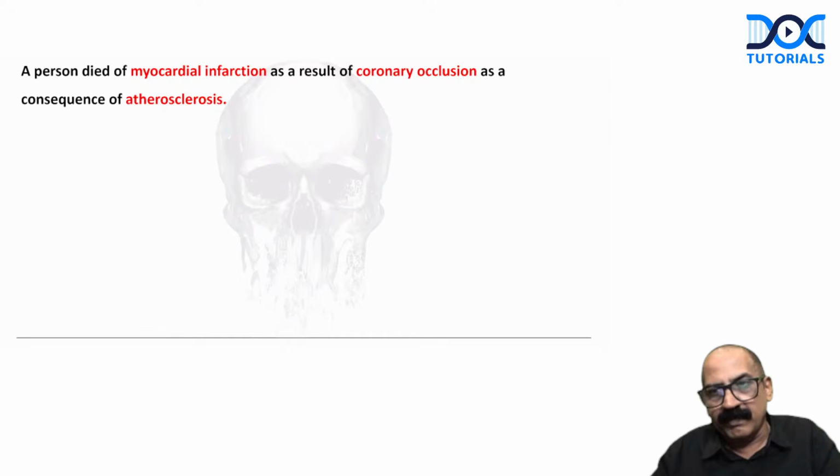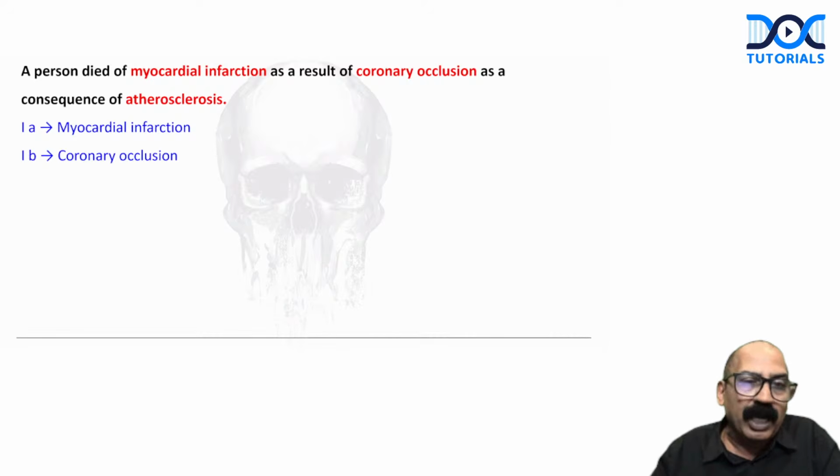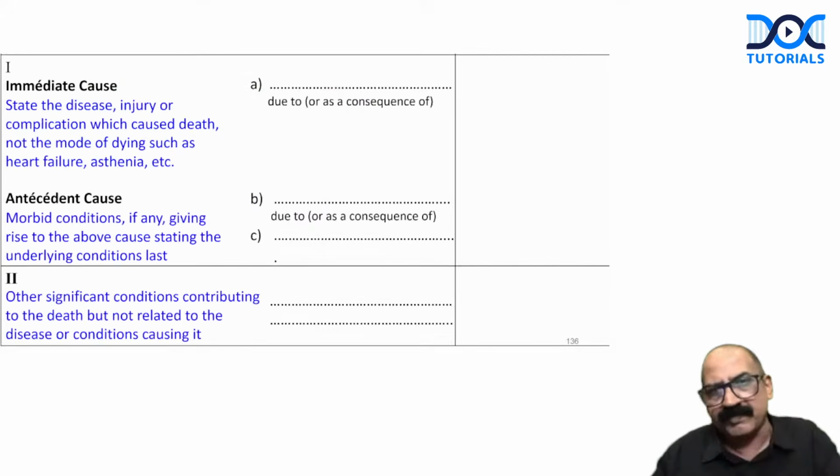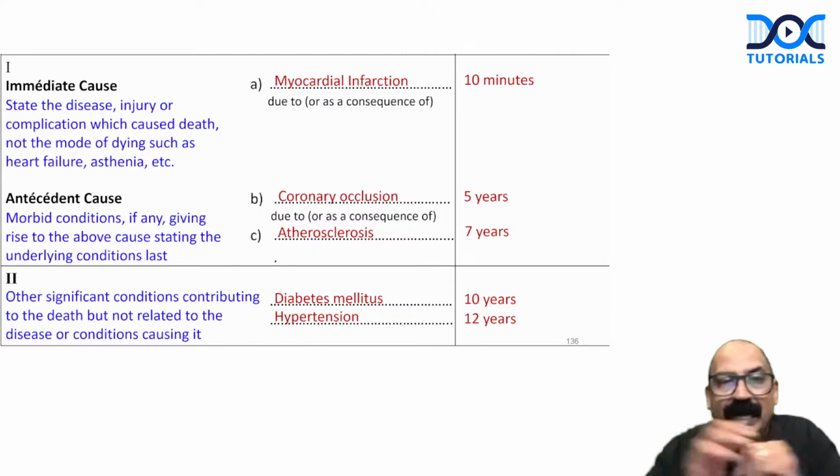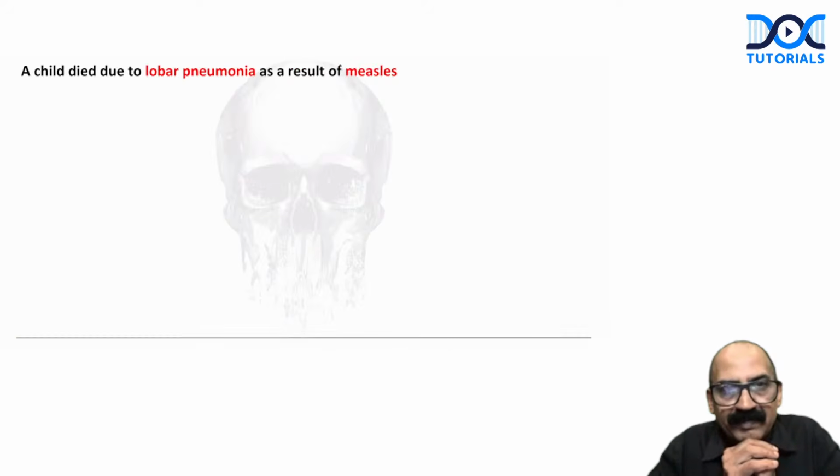1A, myocardial infarction. 1B, it is due to coronary occlusion. It is due to atherosclerosis. Very easy. Myocardial infarction, coronary occlusion, atherosclerosis. He also had diabetes mellitus and hypertension. Now you become perfect in writing MCCD.